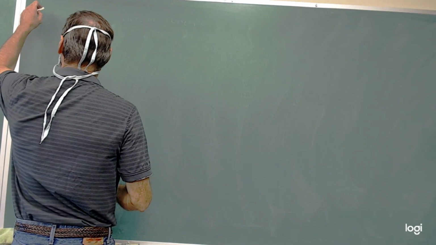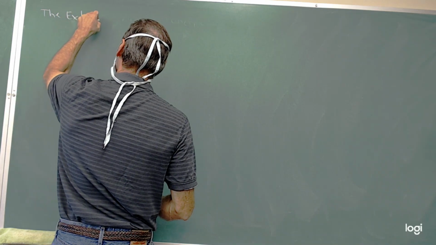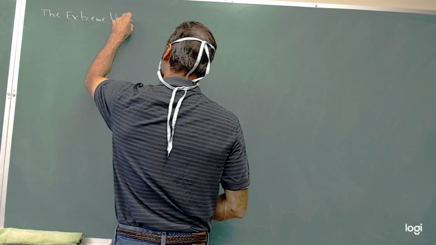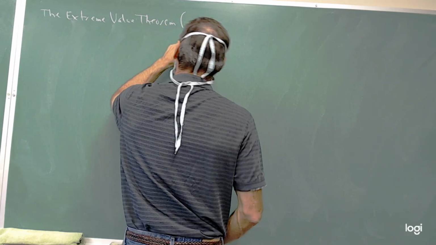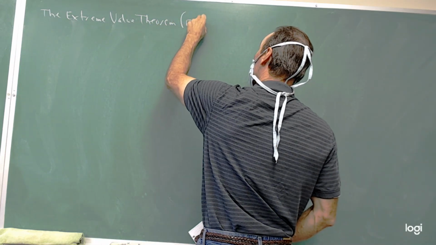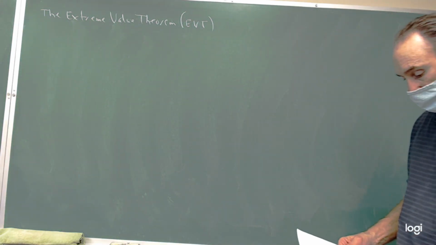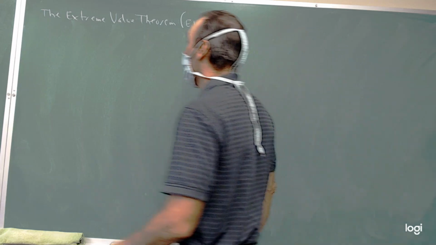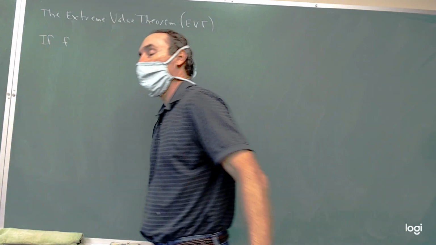So this is the extreme value theorem, which very unimaginatively is abbreviated to EVT. So what do you think we need? What must be true about f?